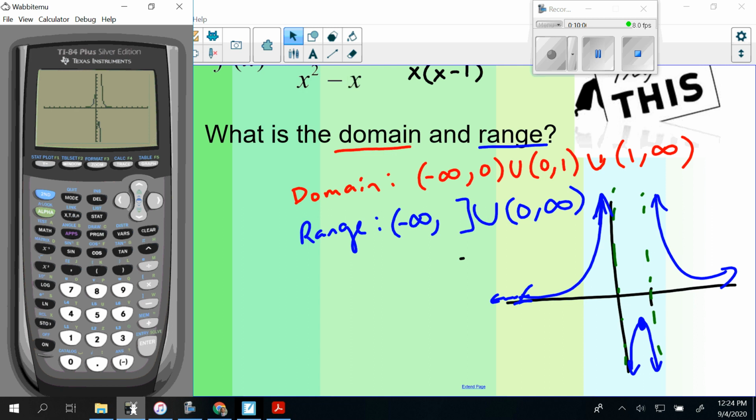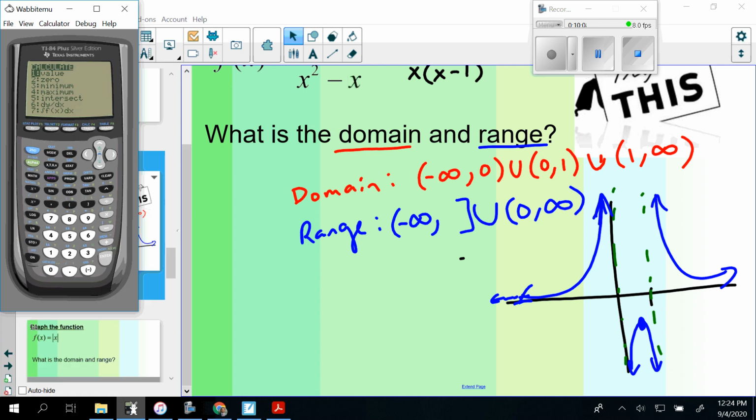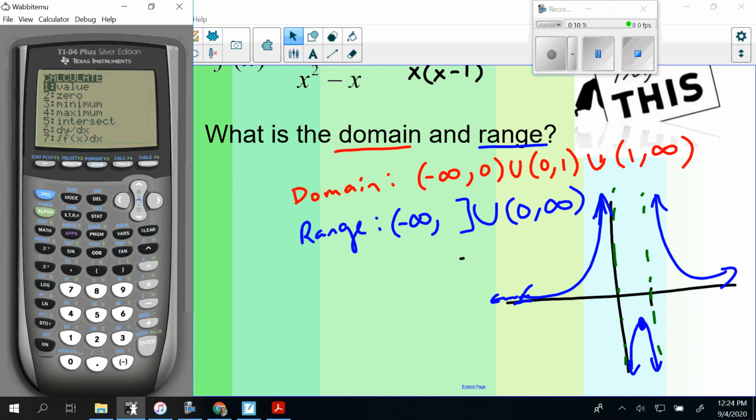One way you can do that on the calculator is that's called a maximum. So you can go to the calculate function. We can go down and select maximum here, number 4. We want to select a point to the left of that. So maybe like, we know 0 is definitely to the left and 1 is to the right. So I'm going to input 1 and let's have our calculator guess.